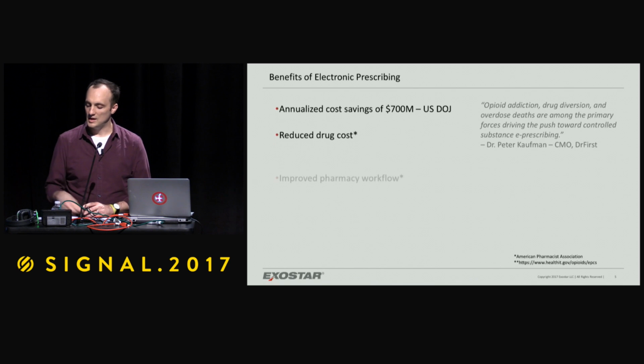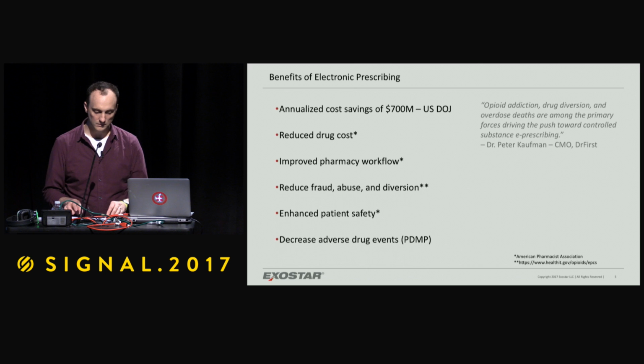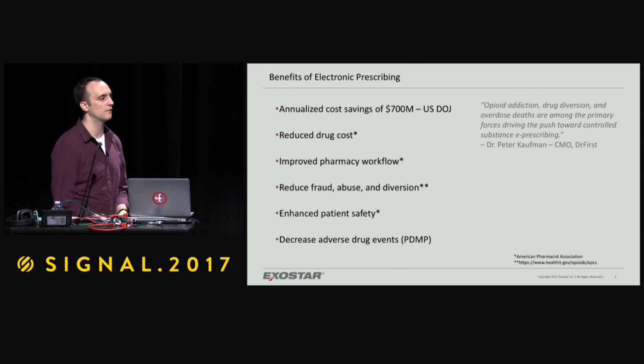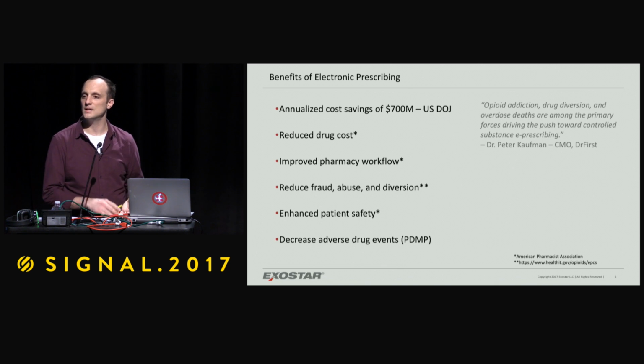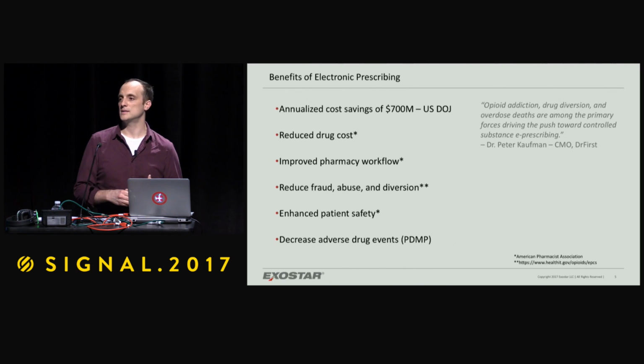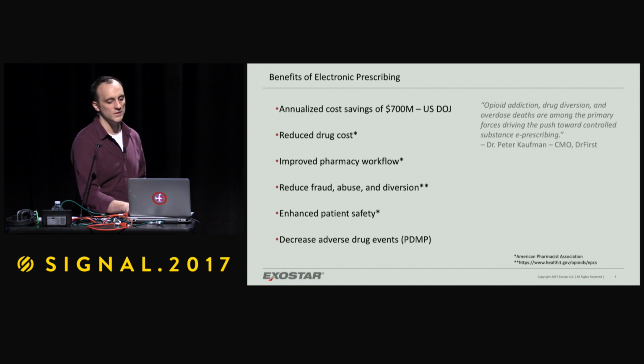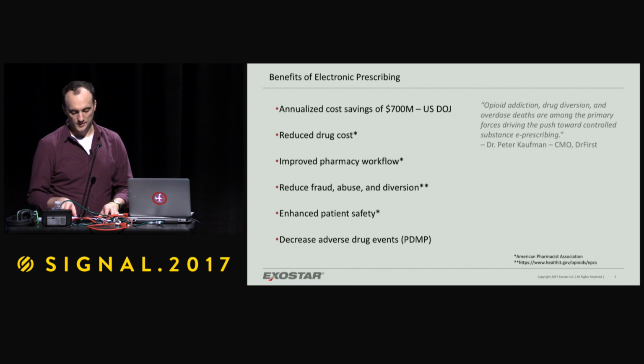There are other benefits to EPCS, as it's called, or electronic prescribing of controlled substances. The Department of Justice estimates an annualized cost savings of over $700 million across the board. And of course, it makes pharmacies more efficient. It makes medical practices in the ambulatory and clinical space more efficient. And the main goal that we've realized is that it reduces fraud, abuse, and diversion. Of course, it also enables the PDMPs, or prescription drug monitoring programs.